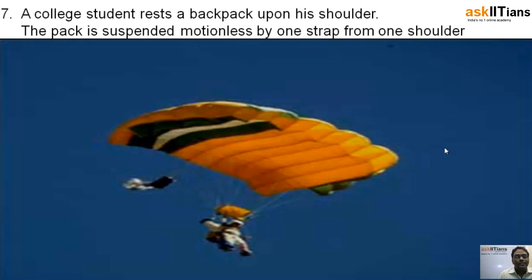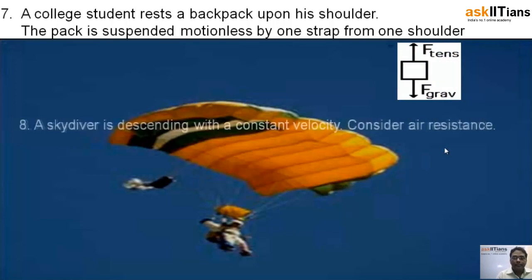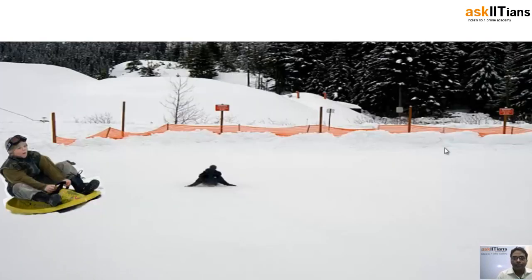Let's take it further. We'll say that a college student rests a backpack upon his shoulder. The pack is suspended motionless by one strap. So obviously that one strap is going to be taking the complete weight of whatever is contained in it. So there is going to be one tension force which is going to be balancing the gravitational weight. Next, if there is a skydiver who is descending with a constant velocity, and you consider air resistance, the air resistance is going to be balancing the gravitational weight.